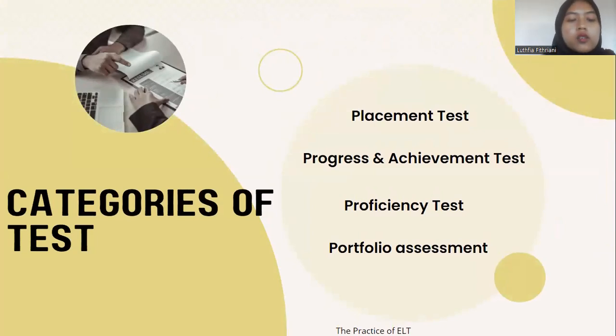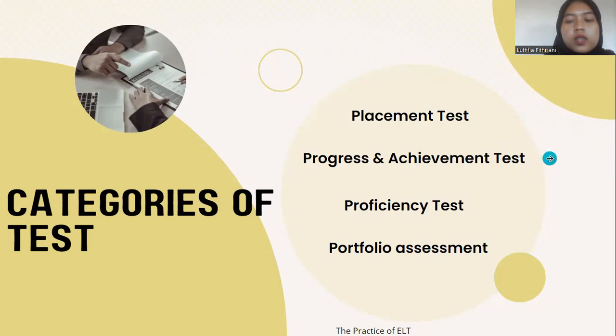There are four categories of tests. The first is placement test. Placement test is a test that has a purpose to determine the student's academic ability. By conducting a placement test, the teacher will put the students in the appropriate or suitable class according to their skills. The second is progress and achievement test.